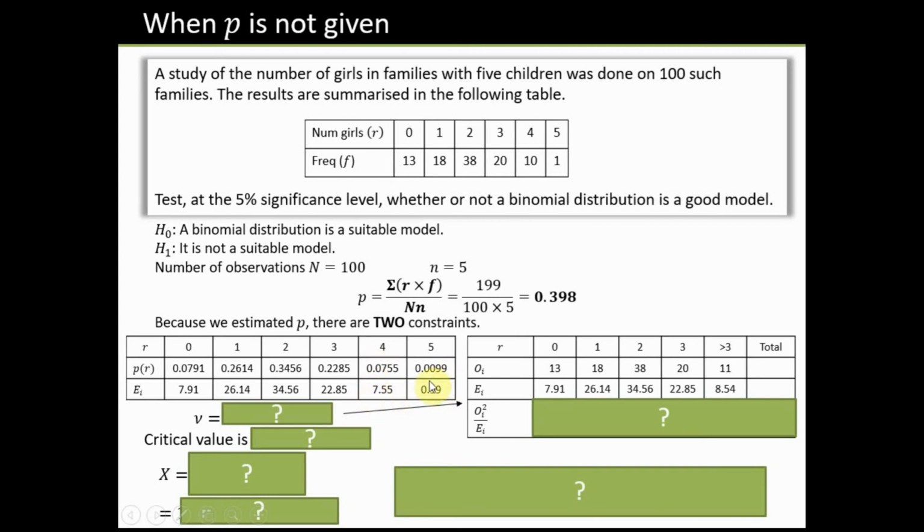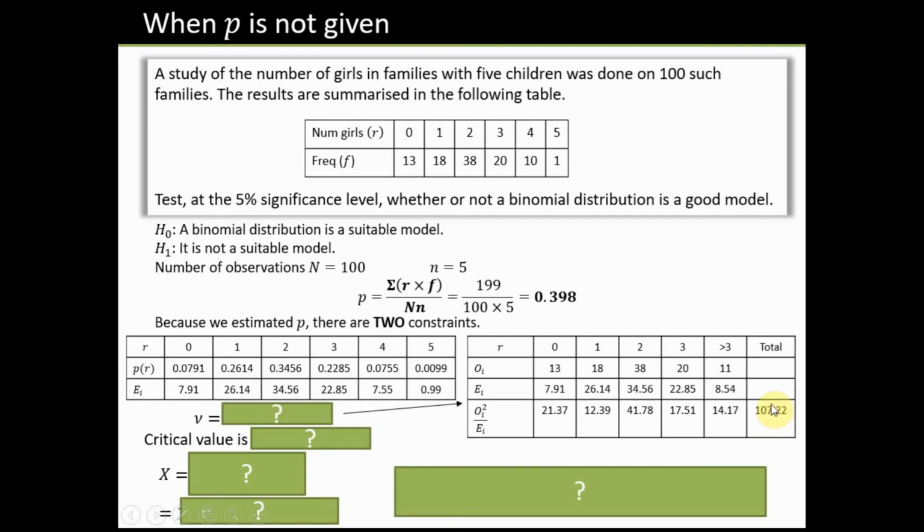So I'm going to combine these two final columns, which gives us this table here. And in this example they've actually used the other formula, which is just the O squared over E. So I've just worked out that for each one, which is slightly quicker than the other method. It comes out to be 107.22.